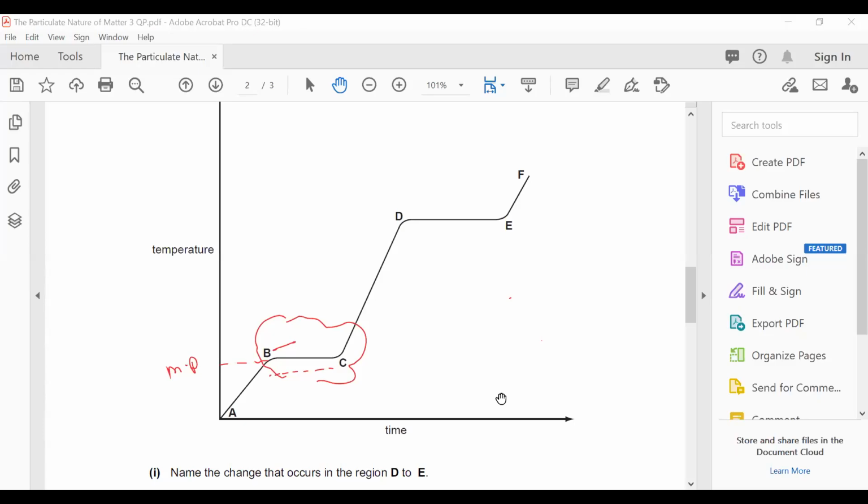What would happen? What would happen? It would continue rising. The temperature would continue rising. Do you understand? Yes, miss.